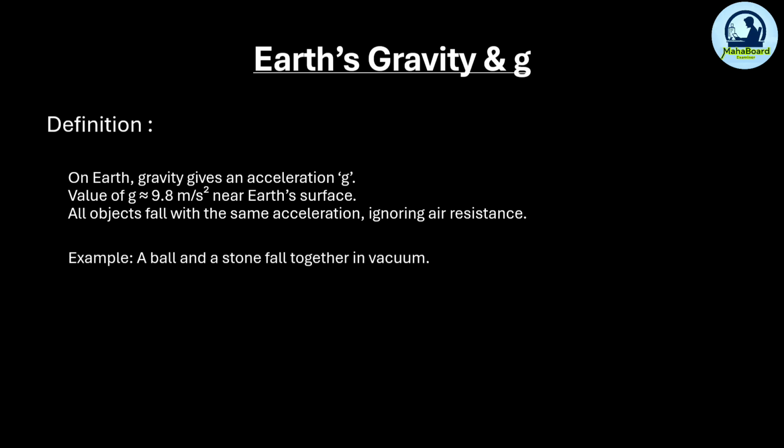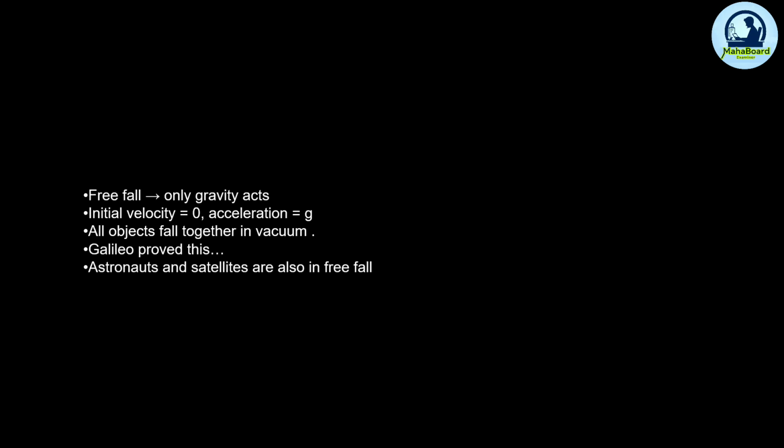So let us see what is free fall. When an object falls only due to gravity, we call it free fall. In free fall, the air resistance is ignored. So let's see an interesting fact. A feather and a stone fall at the same rate in vacuum, and this was proved by Galileo. Astronauts and satellites are also in free fall in space.